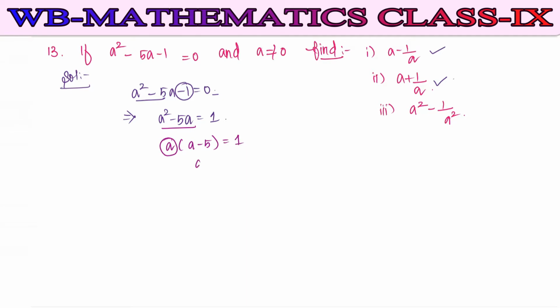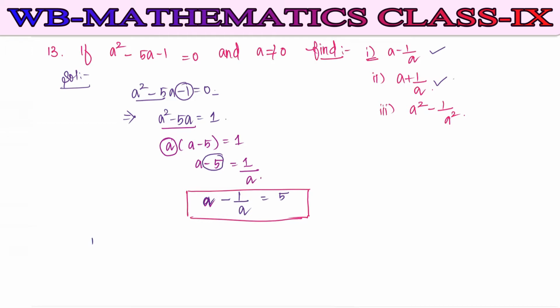This a is in multiplication, so when it comes to the opposite side, it will become division. So we will get 1 by a. Now when you shift this 1 by a to the opposite side, we are going to get minus 1 by a. a minus 1 by a is equal to, this minus 5 is going to become plus 5. So we got the value in the form of a minus 1 by a is equal to 5. Okay, we found the first sub question. Then we need to move to the second one. The second one we need to find is a plus 1 by a.